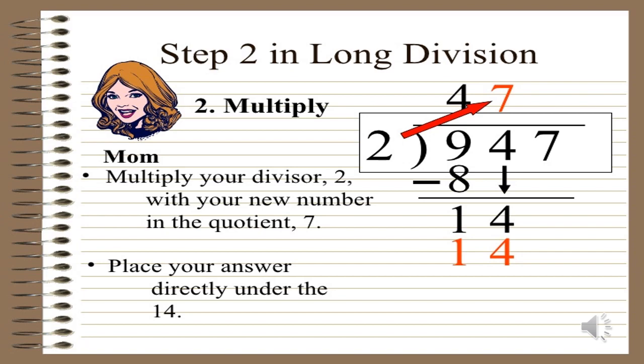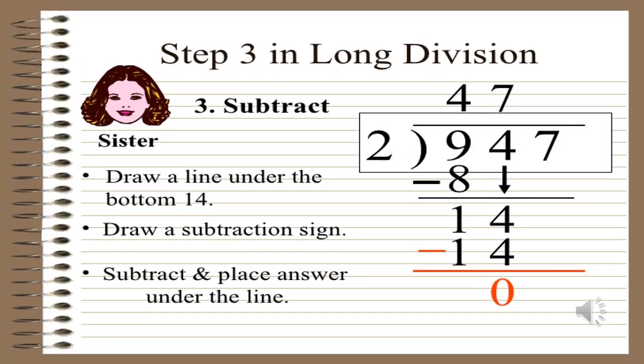Now I have to multiply my divisor by the new number in the quotient, which is 7. So 2 times 7 equals 14. I have to place it directly under the 14. In this step, I have to subtract 14 minus 14. 14 minus 14 equals 0.